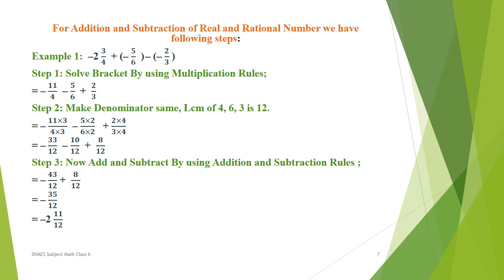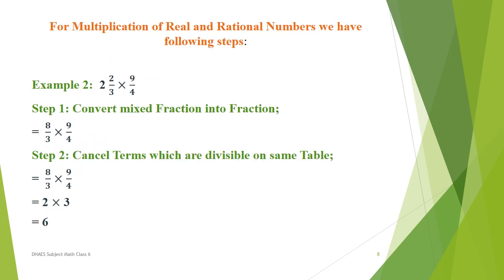This is your answer. If you want to convert this answer into a mixed fraction, you can do so by dividing this value. 12 multiplied by 2 is 24. So 35 minus 24 gives 11. So the answer is minus 2 whole 11 by 12. That is your answer.